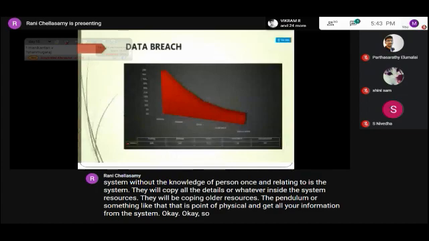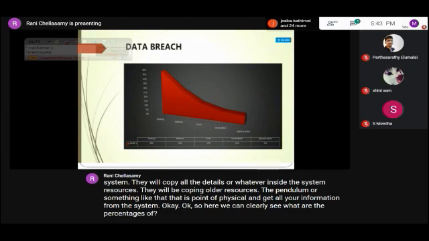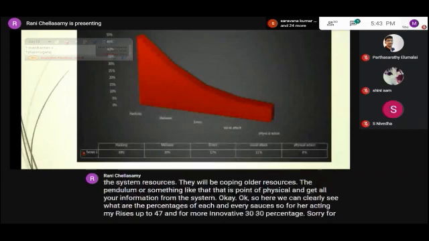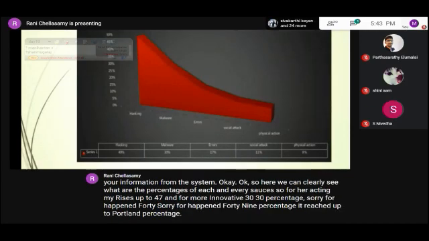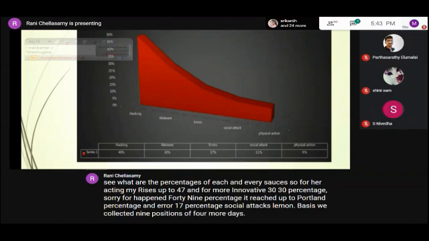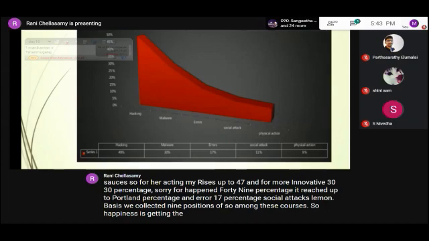Okay. So here you can clearly see what the percentages of each and every cause are. For hacking, sorry, for hacking 49%, it reached up to 49%, and errors 17%, social attacks 11%, physical attacks 9%. So among these causes, hacking is getting the highest percentage.